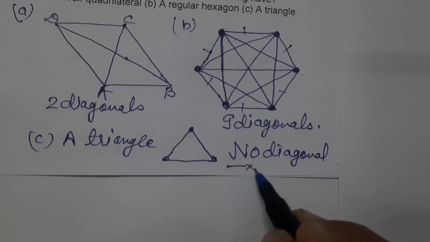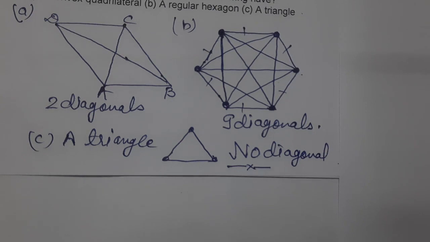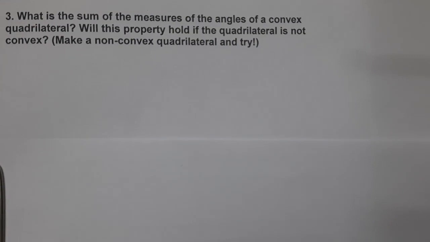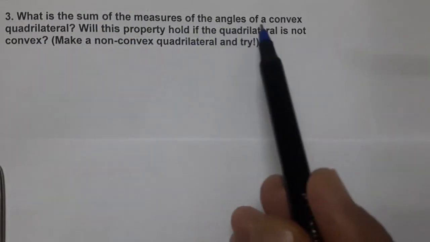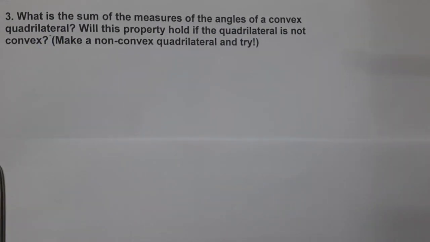Question number 2 over. Now, we will do question number 3. What is the sum of the measures of the angles of a convex quadrilateral? Children, the first thing is that whether the quadrilateral is convex or concave, the sum is always 360 degrees. Angle sum property of a quadrilateral. The sum of angles of a quadrilateral is always 360 degrees. So let's see.